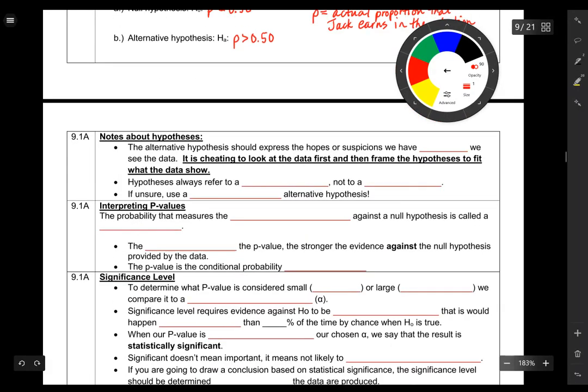Now, just some information about hypotheses. The alternative hypothesis should express the hopes or suspicions we have before we see the data. It is considered cheating if you look at the data first and then frame the hypotheses to fit what the data show. Hypotheses always refer to a population, not to a sample. And you saw that in the previous example, especially with the basketball one, because our proportion was 0.80. If you're unsure whether you're supposed to use greater than or less than, then use a two-sided alternative hypothesis.